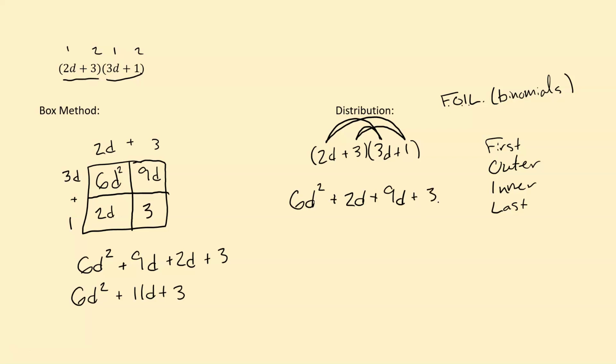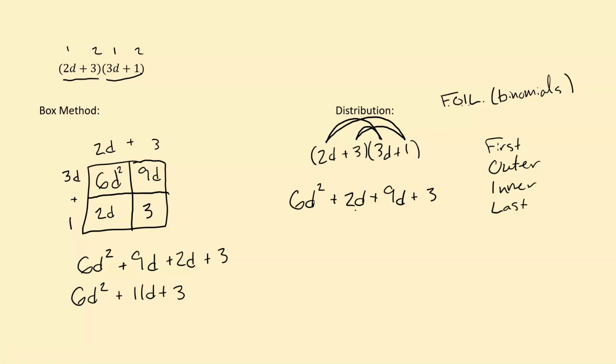3 times 1 is 3. Now, the reason we have the box method is because this kind of distribution can get very confusing. Notice there's a lot of different lines going on here. That's also why we have this FOIL thing to help you keep your distribution organized.